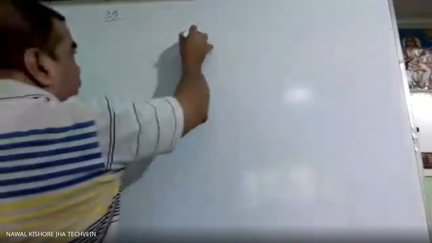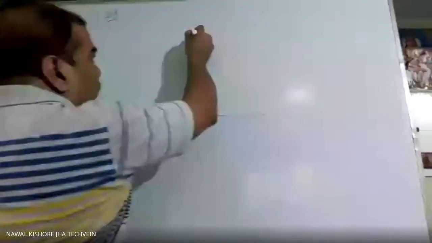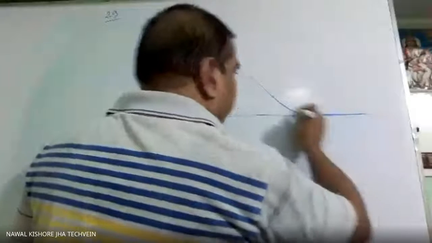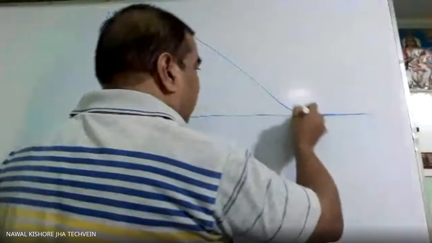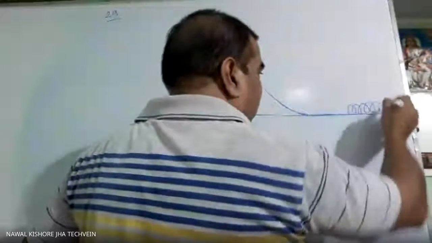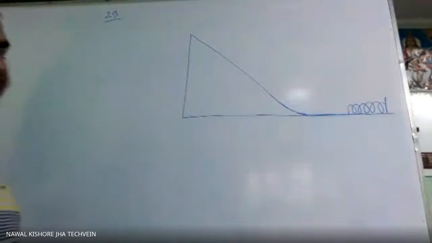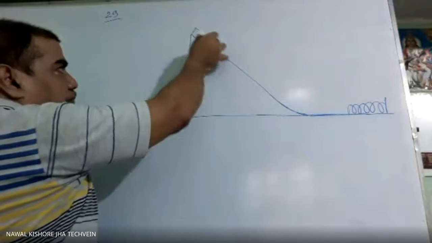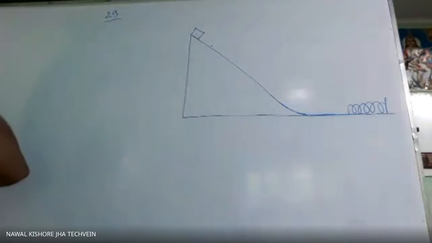Okay, so here you are given a track like this, and after that it has become horizontal like this. There is no friction; the track is smooth. Here is one spring. When an object starts sliding from here, that object may be of any shape, it starts sliding from this top.